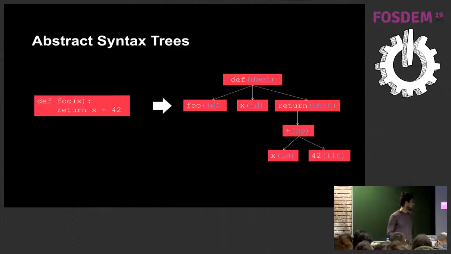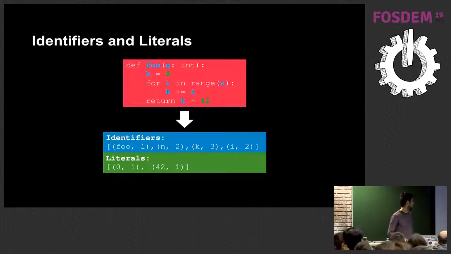So first I'm going to go over the 2 syntactical features that we used: identifiers and literals. Identifiers are basically variable or function names, and literals are values. So for instance here, I highlighted literals in green and the identifiers in blue. I think it's pretty straightforward.